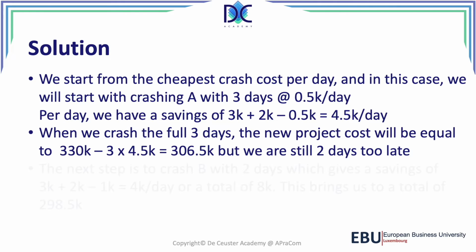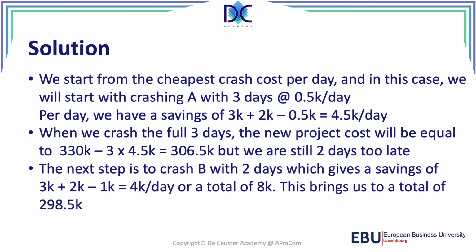But we are still 2 days too late. Now the next step is to crash B with 2 days, which gives a savings of 3K plus 2K minus 1K, or 4K per day. So we have to reduce the crash cost, of course, for B. We can do these 2 days. That gives us a total of 8K that we can save, and we can deduct that from the amount that we already had, the 306.5. So we find 298.5K. So that's basically the result where we are.